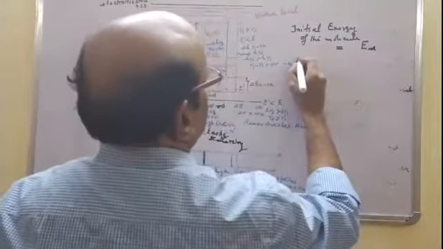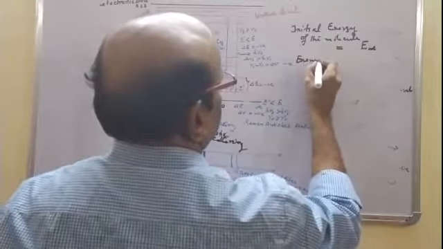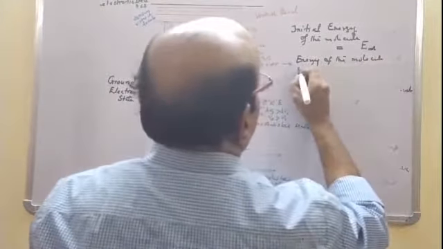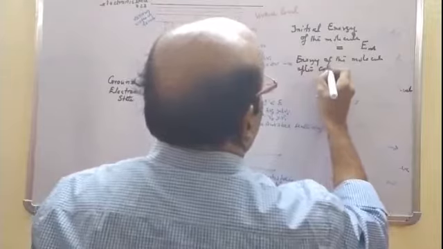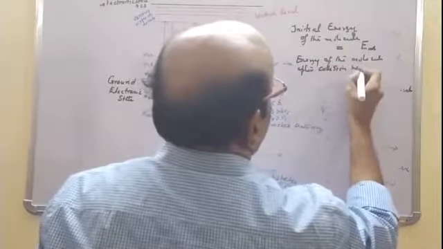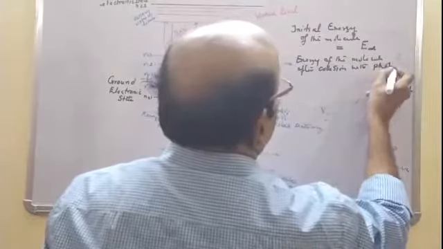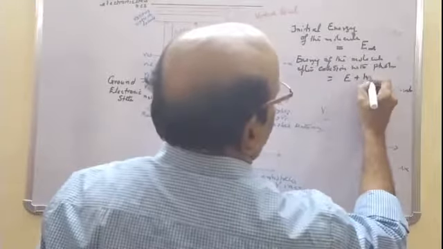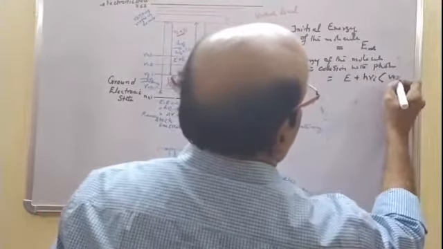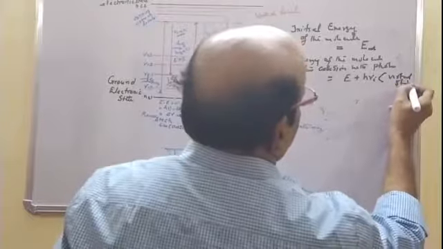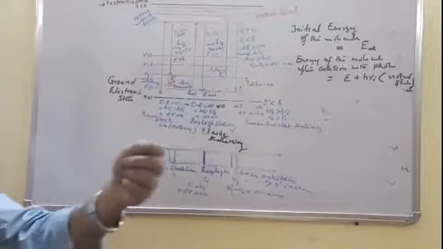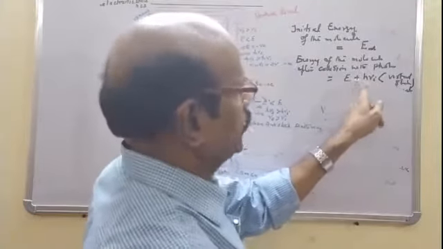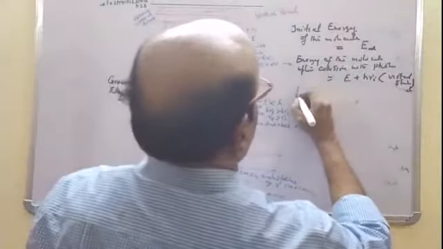Then the energy of the molecule after collision with the photon is the virtual level energy, that is equal to E plus H nu I. That is the virtual state energy. Okay, E plus H nu. By the transfer of energy, by the exchange of energy by the photon, a part of the energy is exchanged to E plus H nu. That the final energy of the molecule.